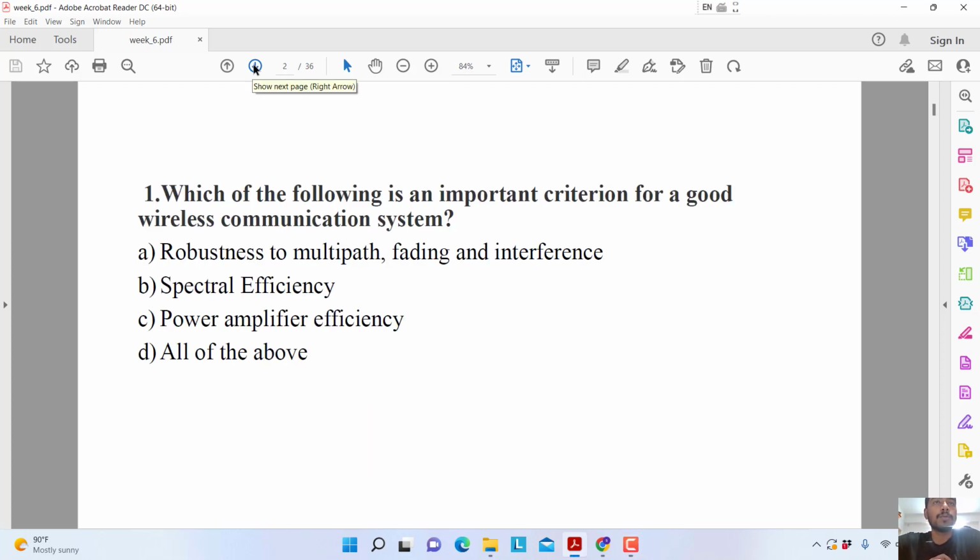Okay. Question number one is on your screen. You can try. The question is: which of the following is an important criterion for a good wireless communication system? You have four options. You can comment or speak. So guys, question number one is: which of the following is an important criterion for a good wireless communication system?